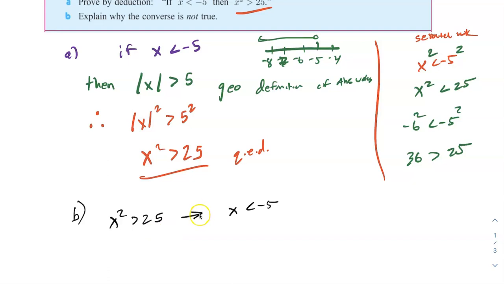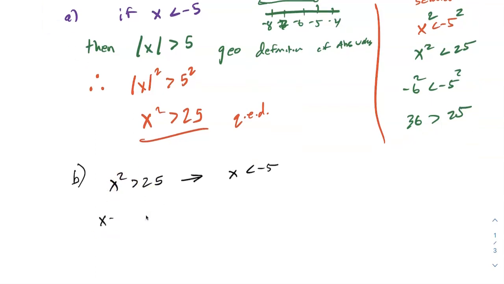Again, look at what you have to think when we do these. We have to think, what is this telling me? They're saying that some number squared is bigger than 25. So like 7. What if x is 7? 7 squared is bigger than 25. Does that imply that 7 is less than -5?